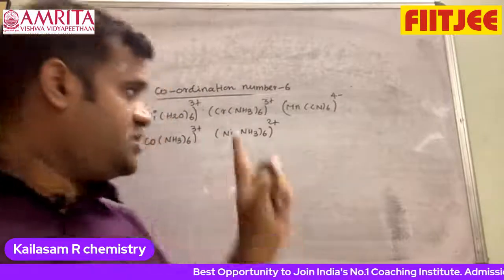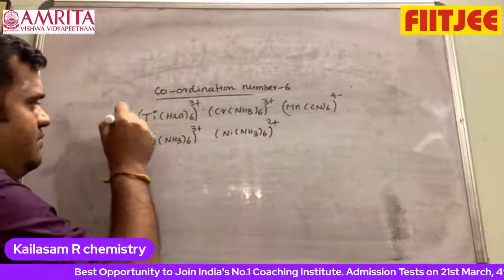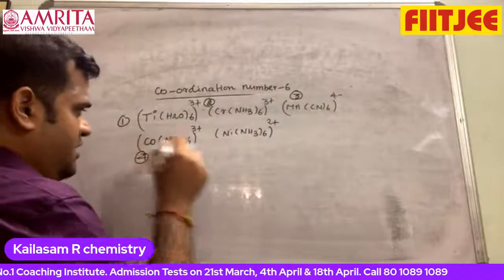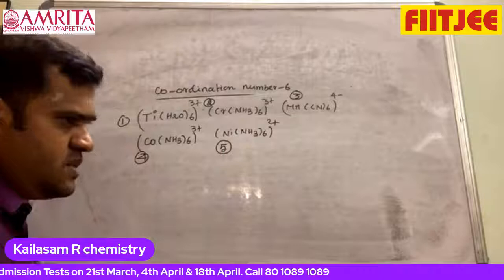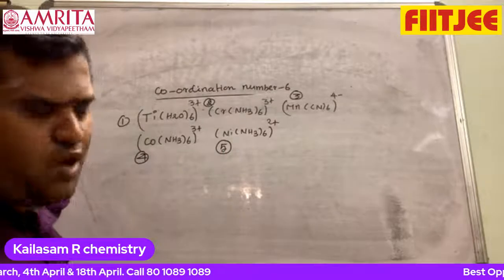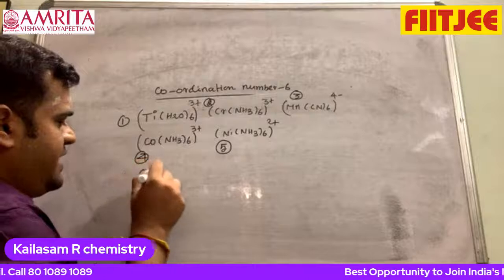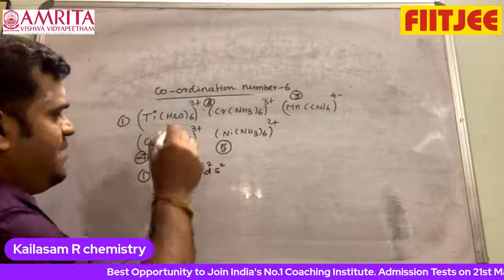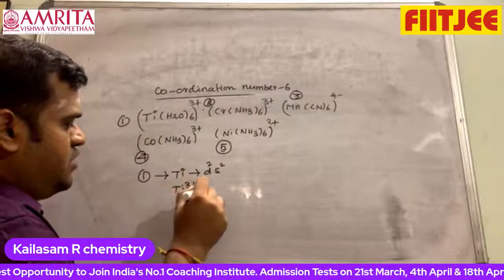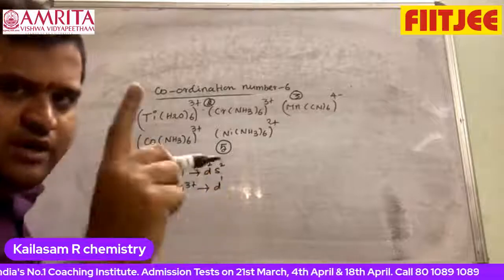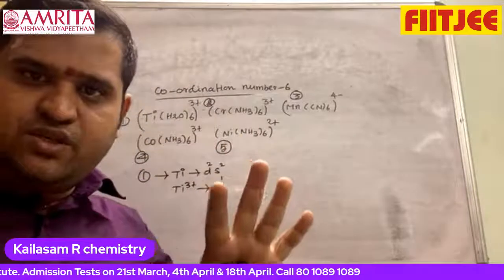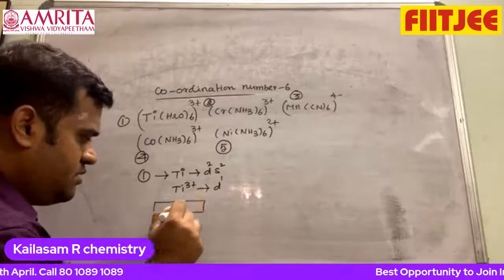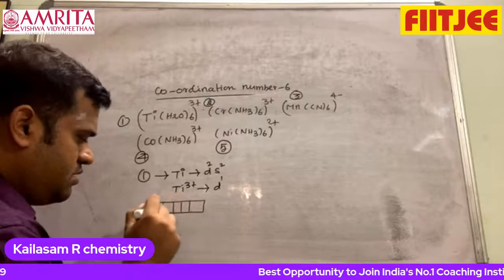That's the question. So first I am going with titanium. We know that this is 1, this is 2, this is 3, this is 4, this is 5. Look at this. Now, the first one: titanium, 3d2 4s2, titanium in 3+ state. 3+ means d1 state. I told you that if it is d1, d2, d3 and the coordination number is 6, it always forms an inner orbital complex. Now I can write it as 1.